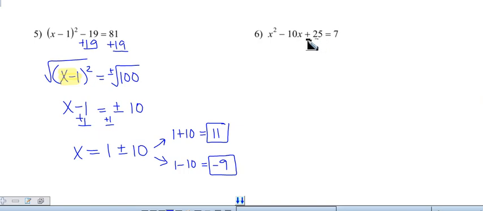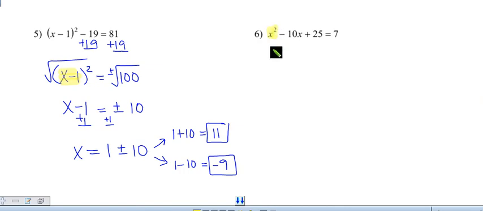Number 6, I want to solve for x. I've got this trinomial, and typically we would think that it would be worth bringing the 7 over here and setting it equal to 0 and solving like by factoring, but I want to show you a trick. This is a perfect square trinomial. How would I know that?